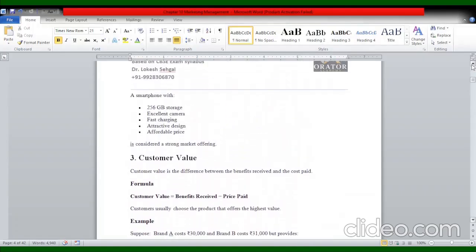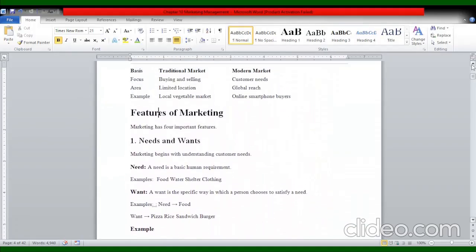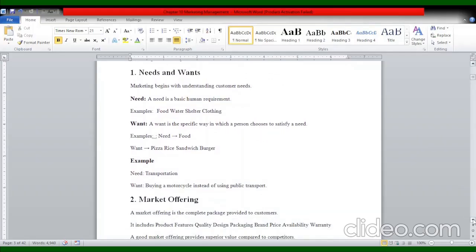So today we are discussing a very important point, that is how you feature the market. Marketing has four important features: first, needs and wants; second, customer value; third, market offering; and fourth, exchange mechanism. So marketing begins with understanding the customer need. A need is a basic human requirement, for example, food, water, shelter, clothing.